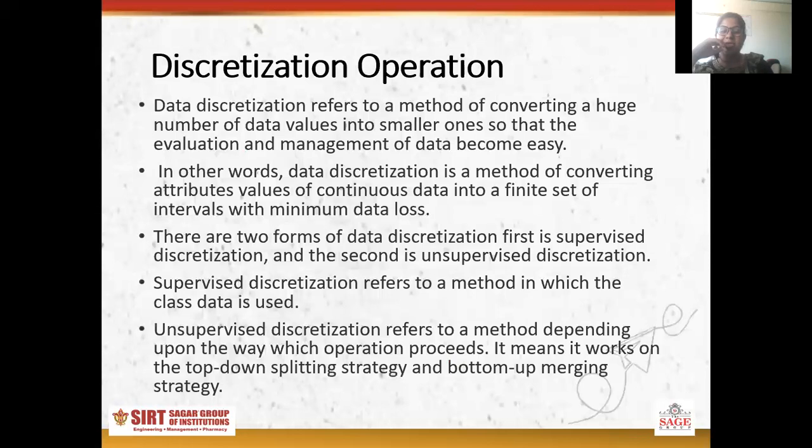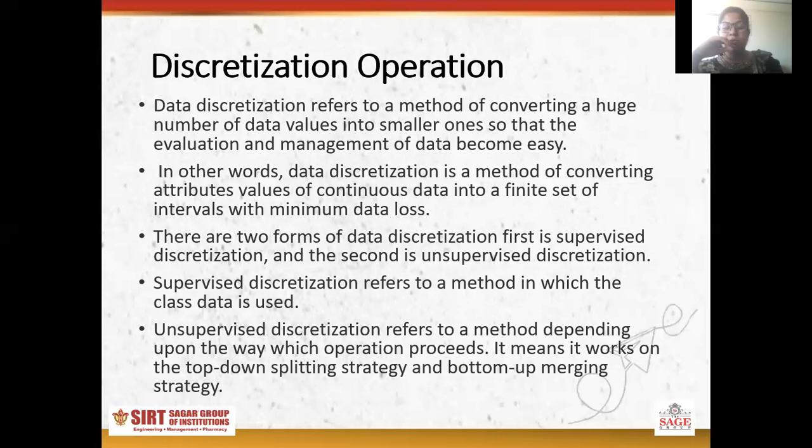Supervised discretization refers to a method in which the class data is used. Like we have the numbers from 1 to 10, and there are classes: number greater than 5, number less than or equal to 5. So ultimately, we will be putting the numbers 1, 2, 3, 4, 5 in the class less than or equal to 5, and 6, 7, 8, 9, 10 into the class greater than 5. So this is like supervised discretization because the class data was already there.